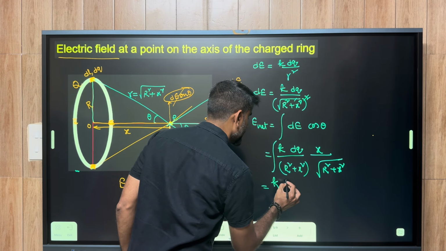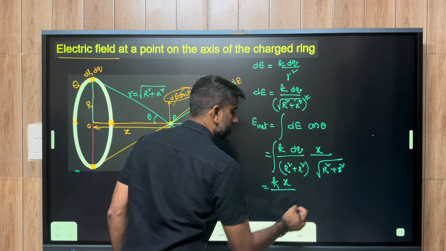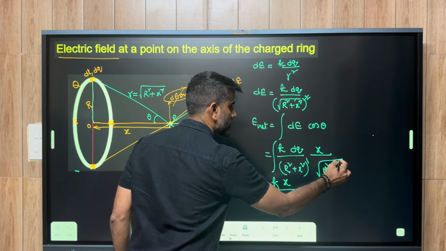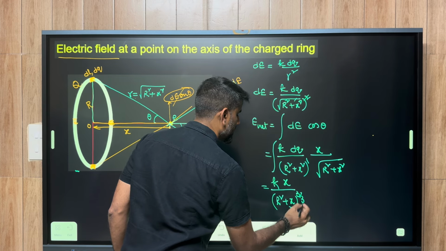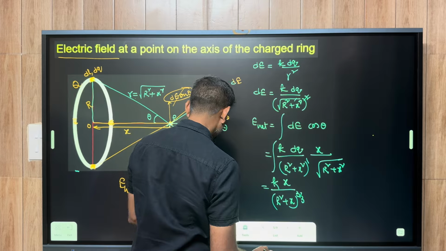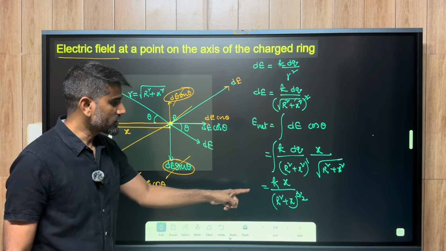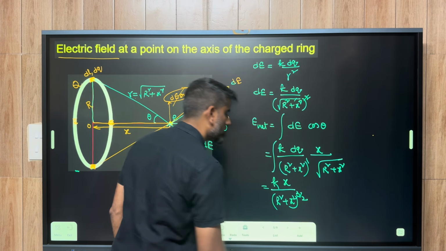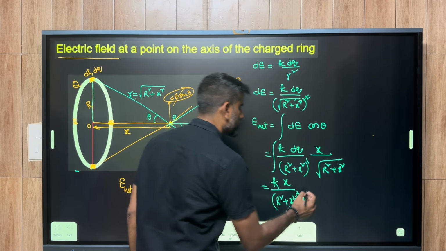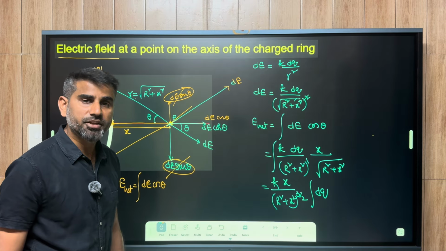So x is constant. I'm taking x out here. R square plus x square, I can write as r square plus x square. This is power 1, this is 1 by 2, so this would be 3 by 2. Okay. K x (r square plus x square) whole to the power 3 by 2. 1 plus 1 by 2 is 3 by 2. And I'm still left with integral dq. Only variable that is left is dq.